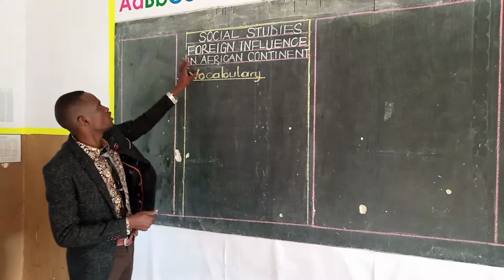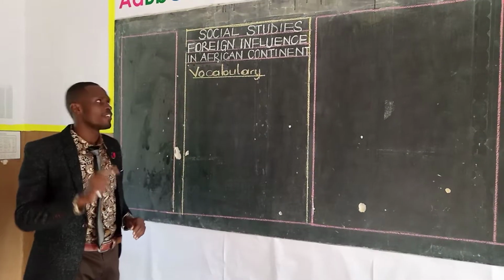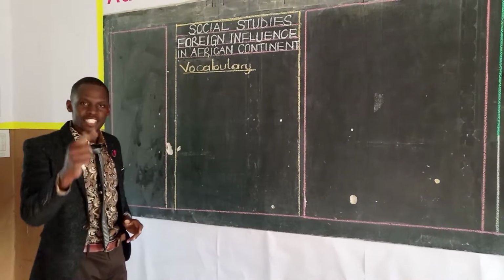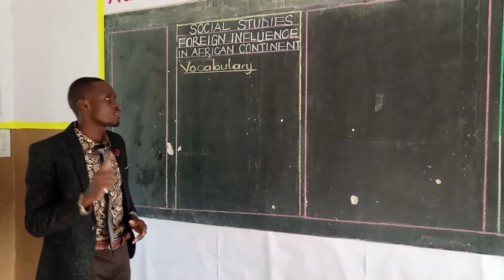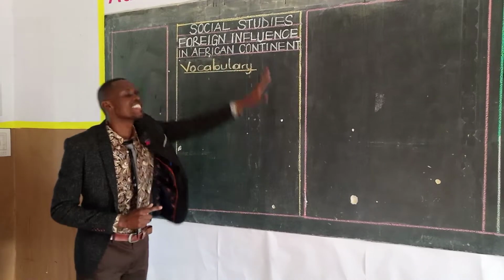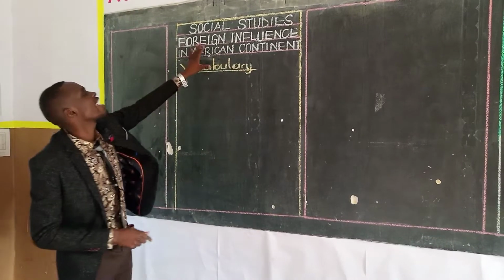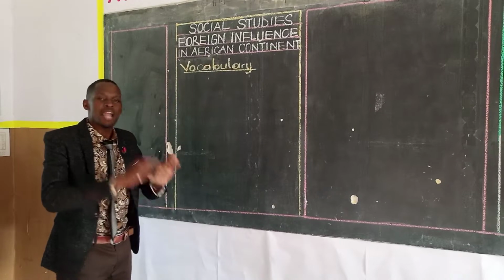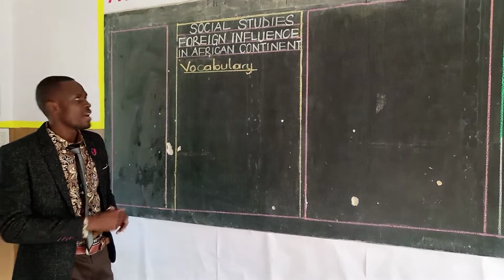I am compelled to believe that when you were in P5, you looked at the topic foreign influence in Uganda. Yet again, when you were in primary 6, you looked at foreign influence in East Africa. But the difference here is we are going to look at this topic in a deeper and broader perspective.